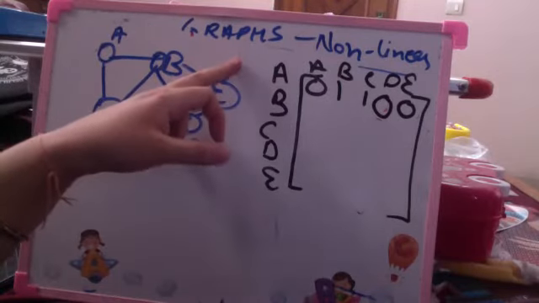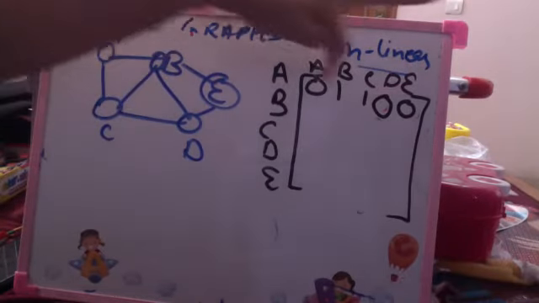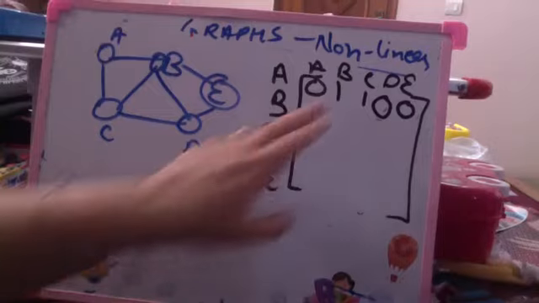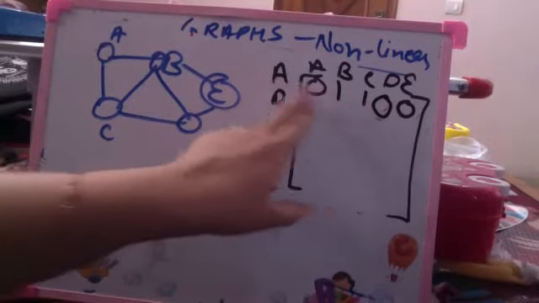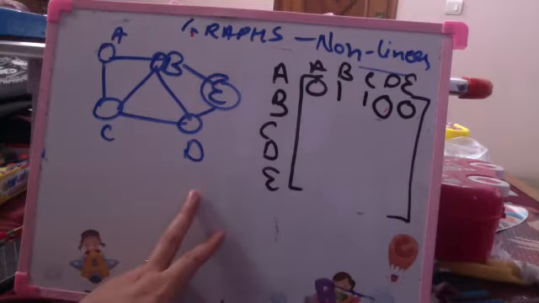I am again repeating. In the row of A, those columns are 1 which are adjacent to A. B is adjacent to A, C is adjacent to A. There is no other node which is adjacent to A. Is this clear?